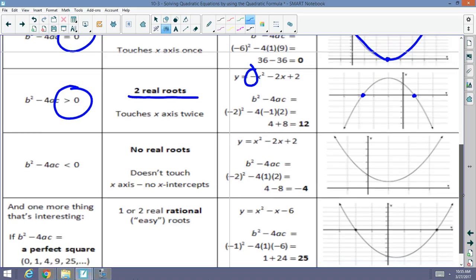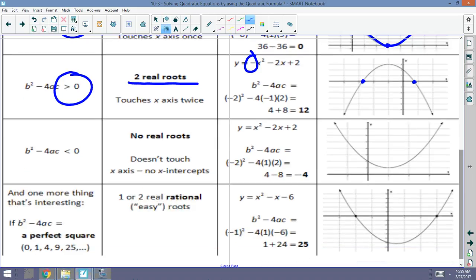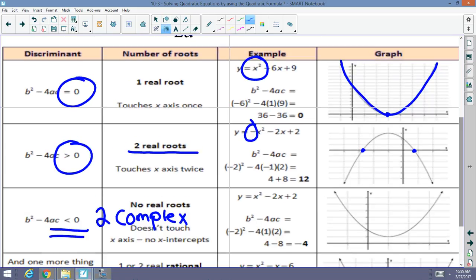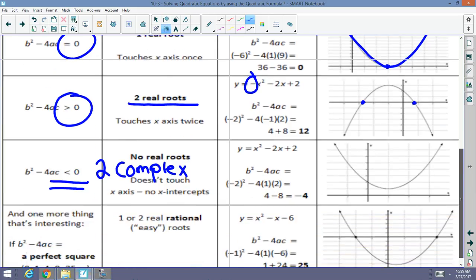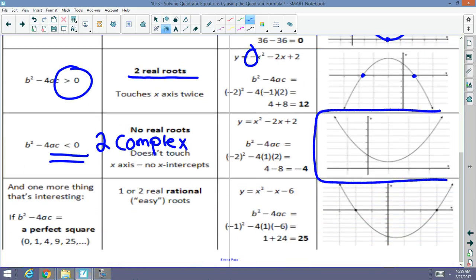If b squared minus 4ac is less than 0, guys, if it's negative, then there are no real solutions, but there are complex solutions. So you will have no real solutions, but you will have two complex solutions. We already know about i, so that will work, okay? So, yes, sir. Well, look at the graph right here. Is it touching the x-axis? That's how you know that you have imaginary solutions.